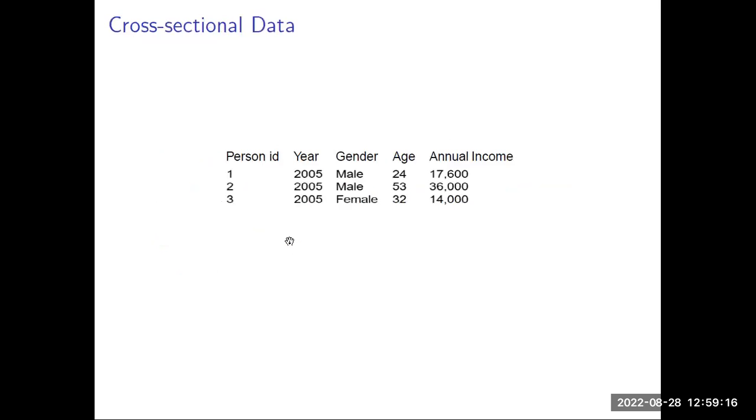So if you look at this example here, this is a cross-sectional data example. You have a personal ID, so you are taking the data about person 1, person 2, person 3, but look at the year. The year is 2005. So you are taking the data of 1, 2, and 3 for 2005. Their gender is changing, of course: the first and second persons are male, and the third person is female. Similarly, their ages are 24, 53, 32, and their annual incomes are 17,600, 36,000, 14,000. So what is common here is that the persons are different, but the year is the same. This is called cross-sectional data.